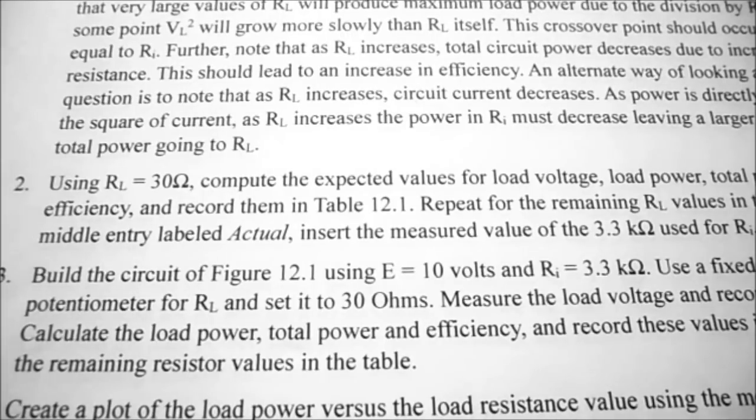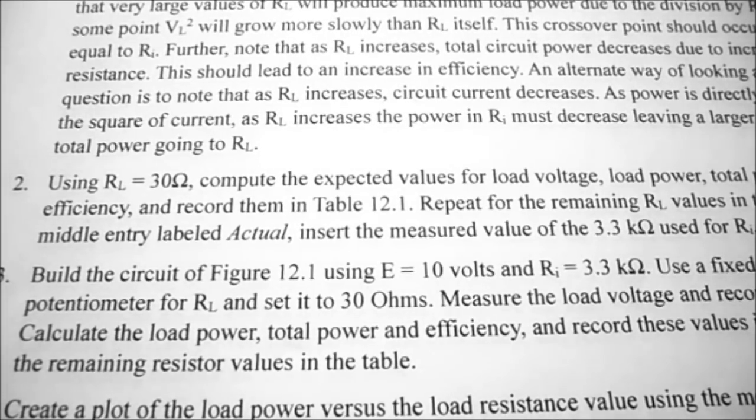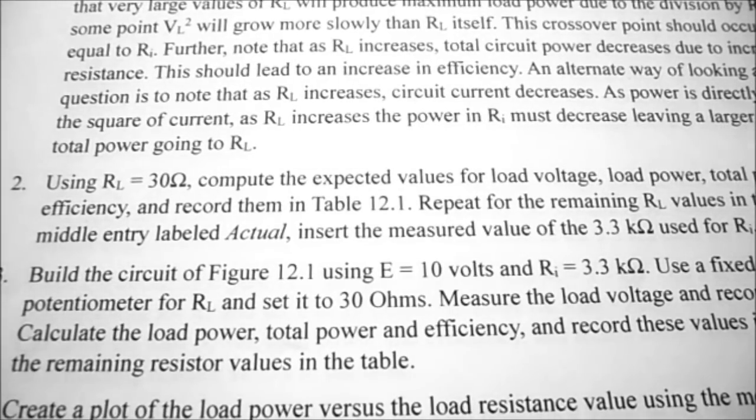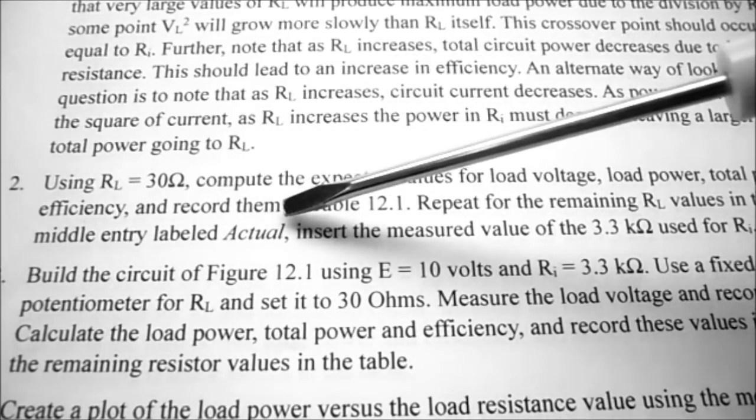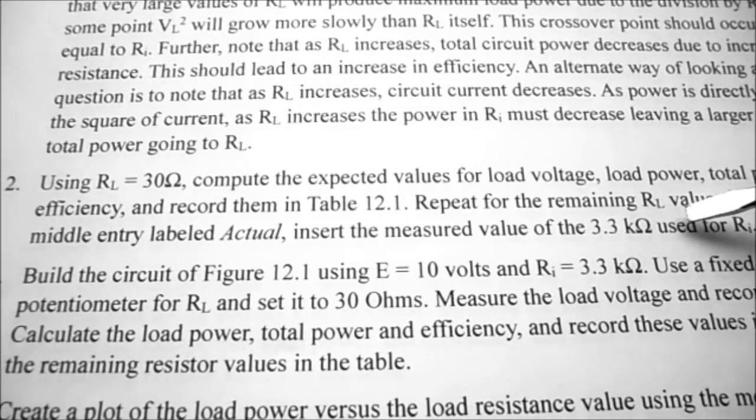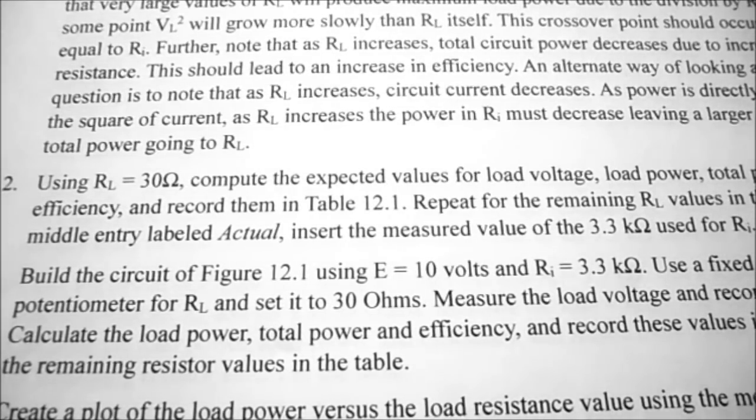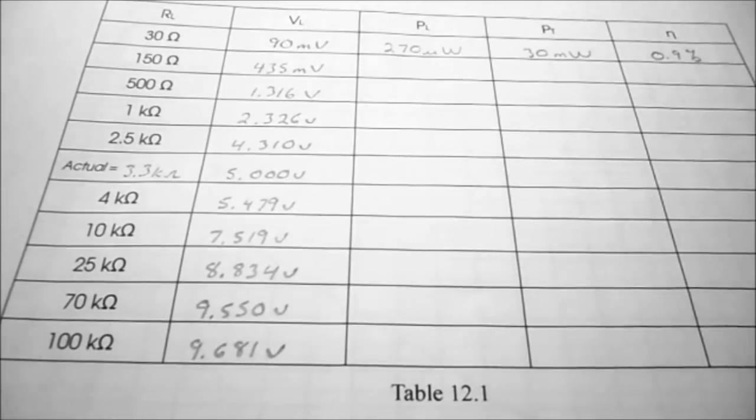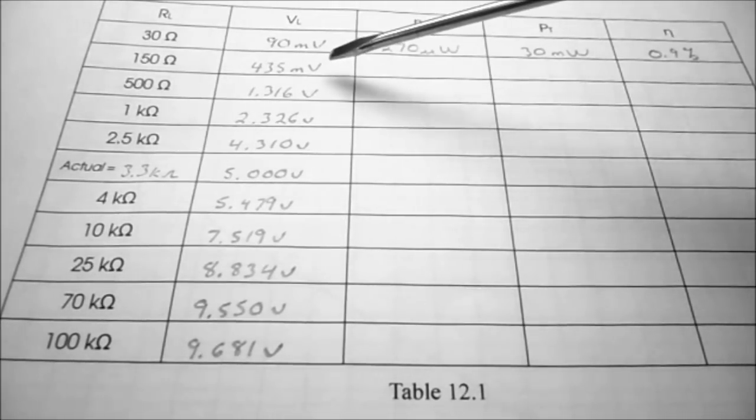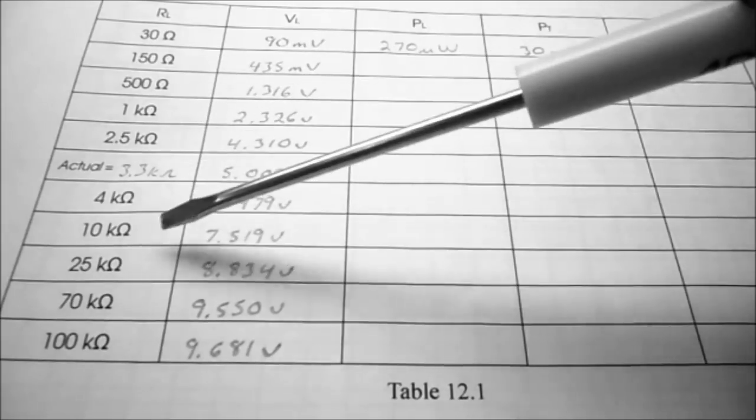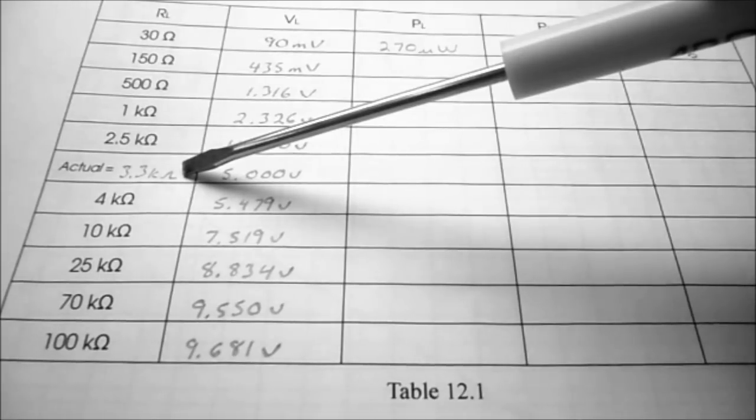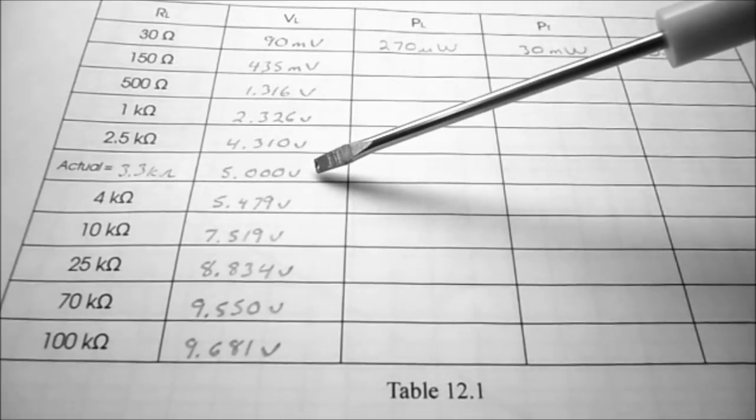So continuing on under procedure, step number 2, it says repeat for the remaining RL values in the table. For the middle entry labeled actual, insert the measured value of your 3.3K ohm resistor used for RI. So in table 12.1, I've calculated VL at each of the resistances that were given to me. For the actual, I used 3.3K ohms, and you can see when you use exactly 3.3K ohms, VL is equal to 5 volts.